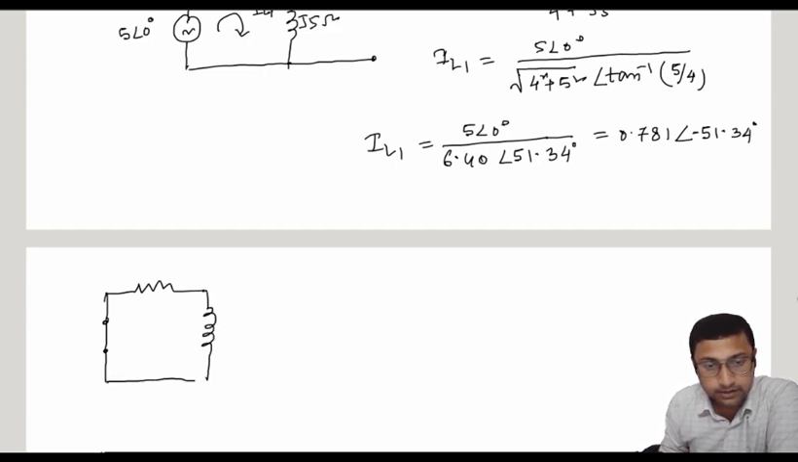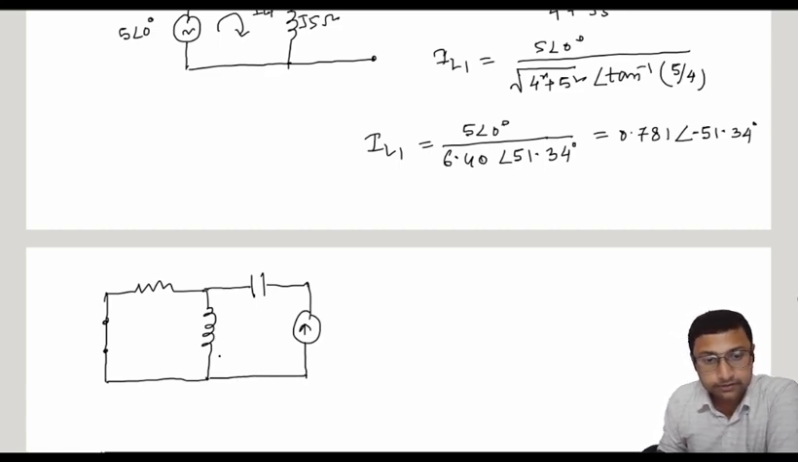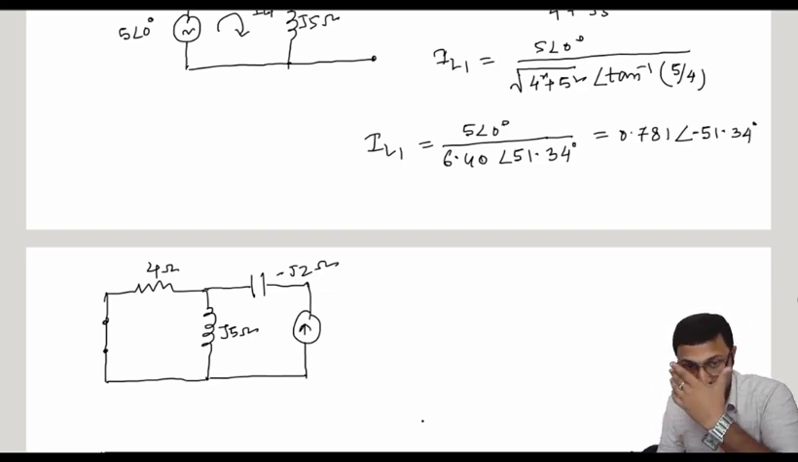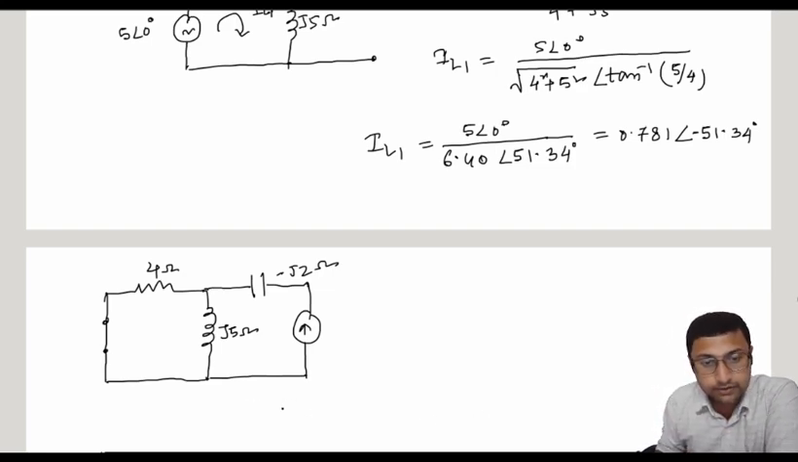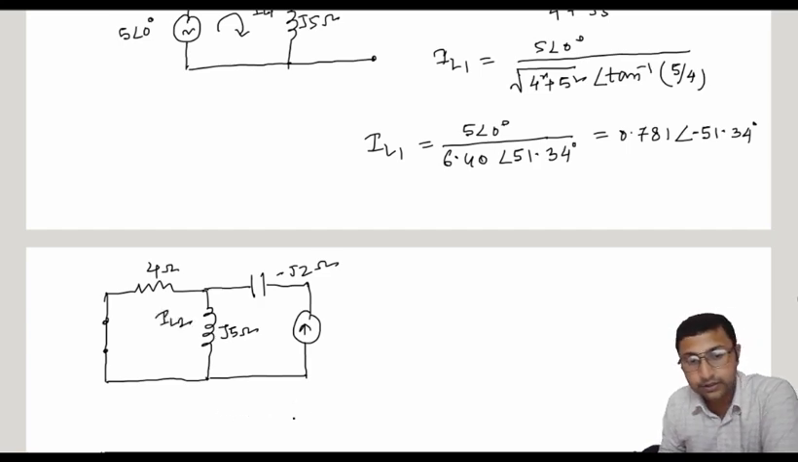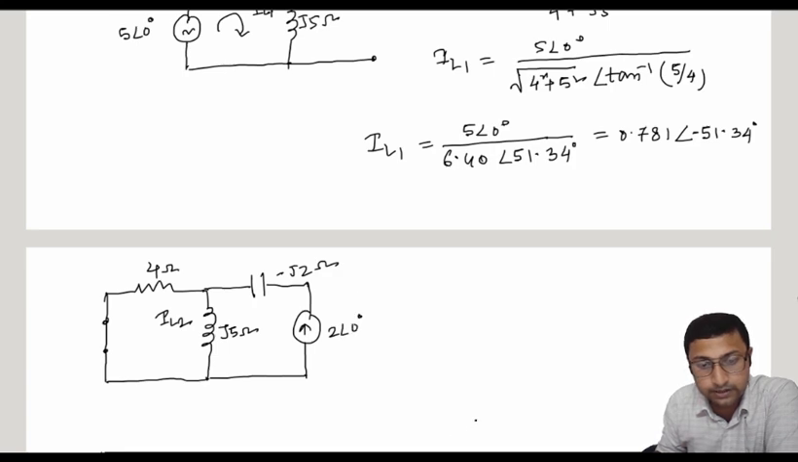So it is the inductive reactance, capacitance, and this current is present now. So this is 4 ohm, this is J5 ohm, this is minus J2 ohm. Now I have to find out the current through this J5 ohm inductive reactance. So that is mentioned IL2. So IL2 for the source current 2 at an angle 0 degree.